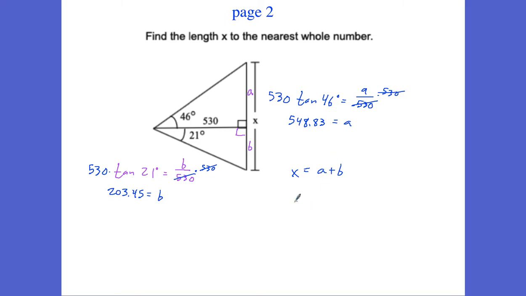Now to find x, we know x equals A plus B based on the segment addition postulate, not that you need to know that. So x equals 548.83 plus 203.45. We'll add these together, then round to the nearest whole number. We get 752.28, which rounds to 752 units.